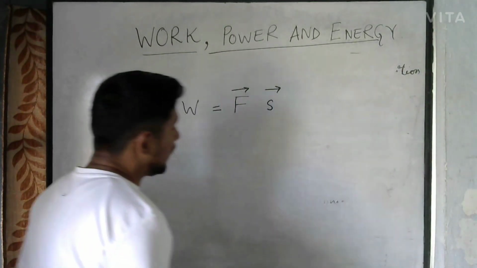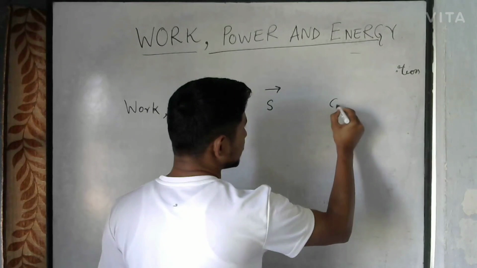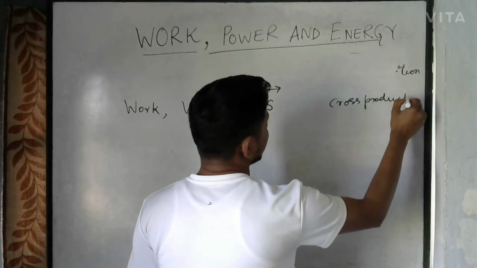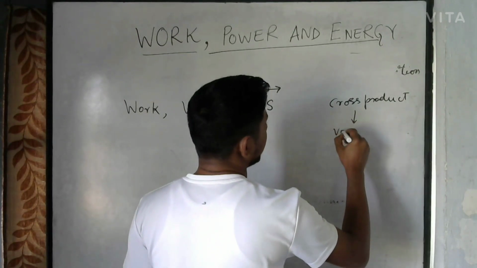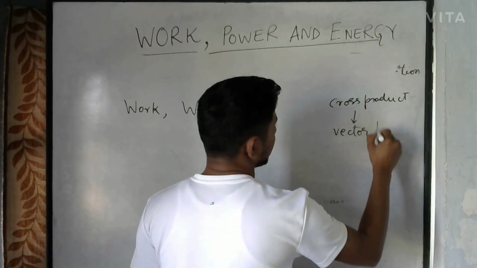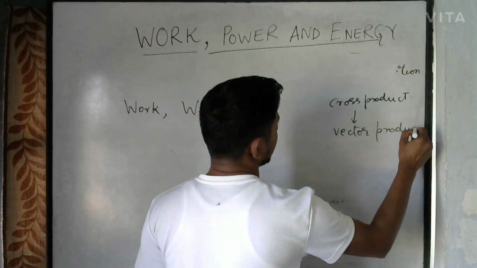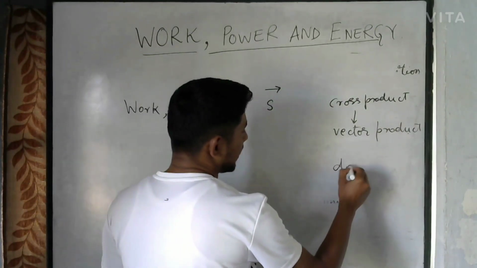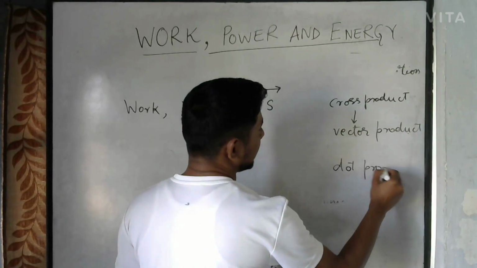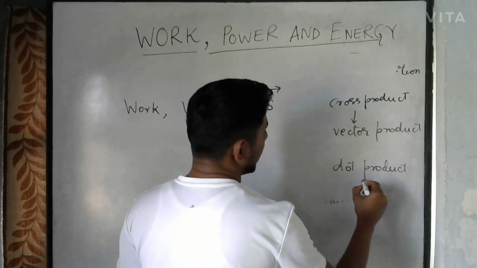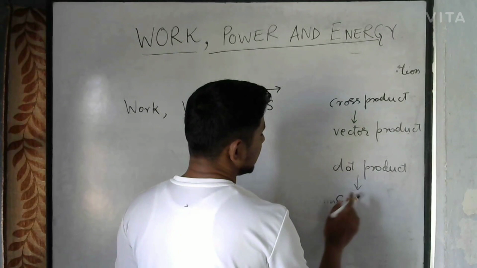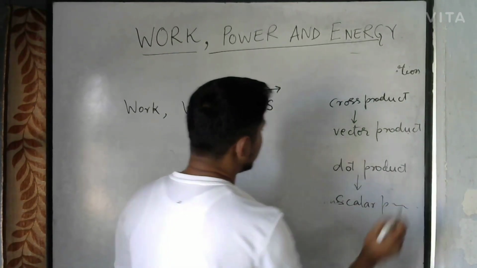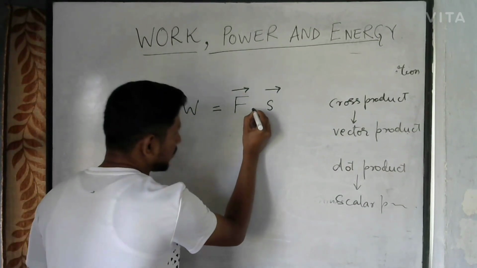I already know about cross product and dot product. What is cross product? The other name of cross product is vector product, right? You've already studied this. The other kind of product is dot product, right? Now this dot product is also known as scalar product. So here what kind of product will I be using? I'll be using the dot product here, okay?